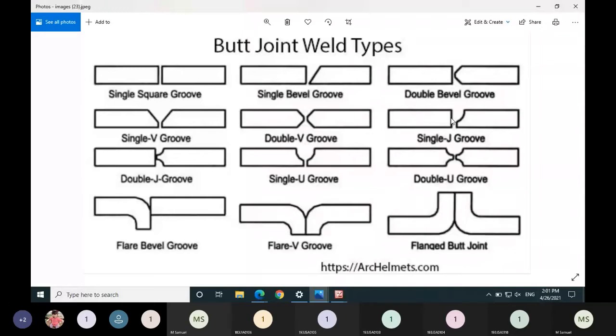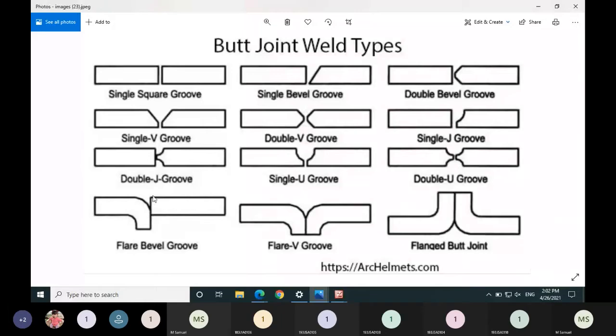And next, single J. The cut of one plate is similar to a J, just like a J, right? And if you see the third row, double J groove, there are two J's, top and bottom, right? And the eighth one, single U groove, a U-shaped groove, and next double U groove, and next flare bevel groove.